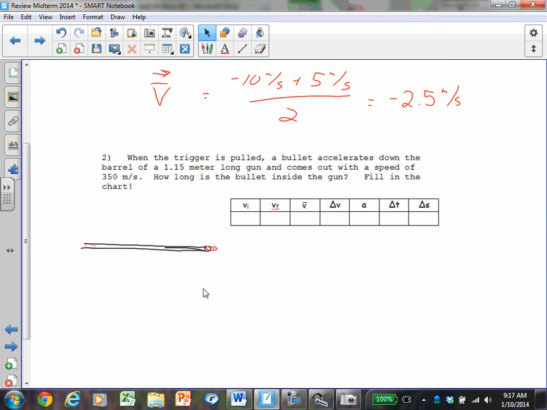So the distance here equals 1.15 meters. What else do I have that I could add to my sketch? VF, which is 350 meters per second, and VI is 0 meters per second.